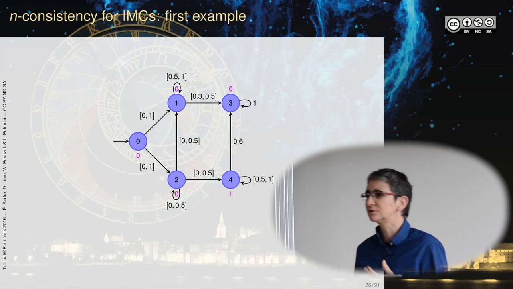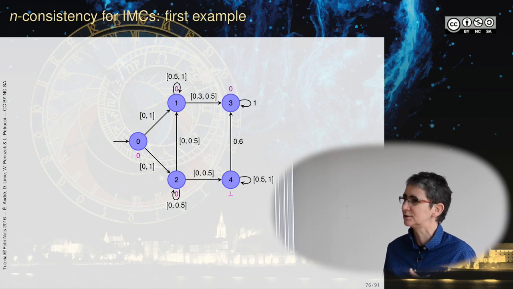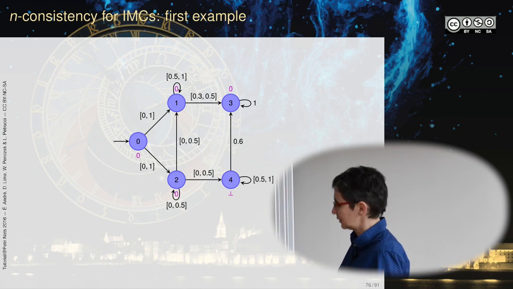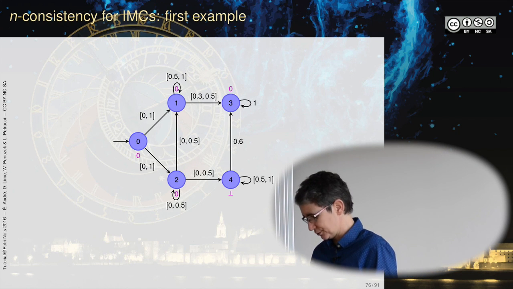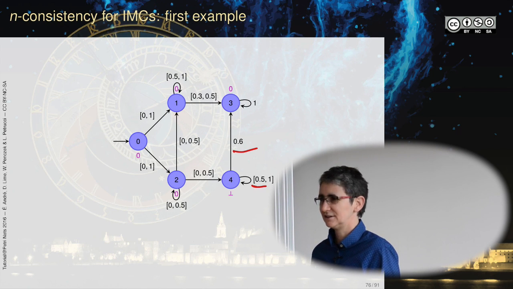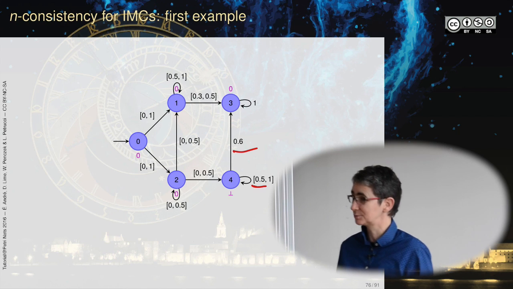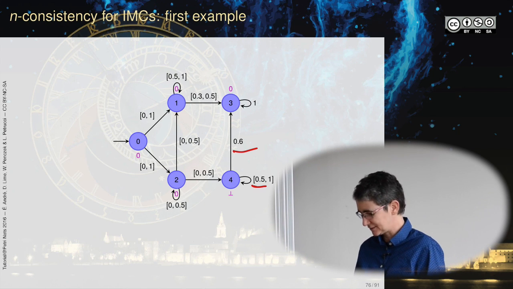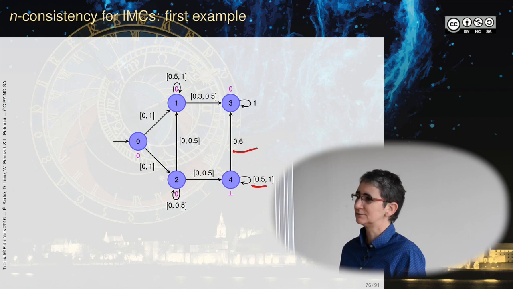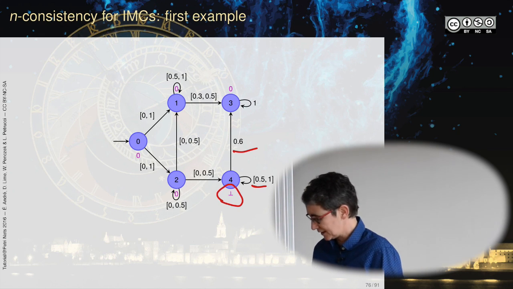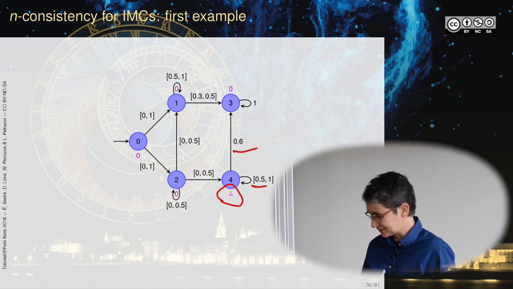So if you want to look at the possible distributions outgoing state 4, you'll see that the lower bound is 0.6 plus 0.5, and it is 1.1. So it's bigger than 1, and it's not possible. So in fact, this state 4 is not zero consistent. We have denoted it here with a button. Okay, so it's not zero consistent.